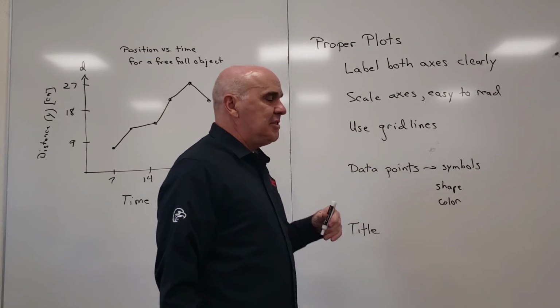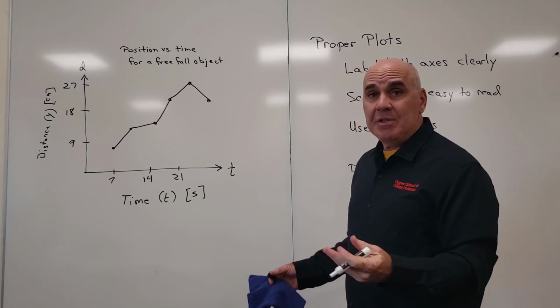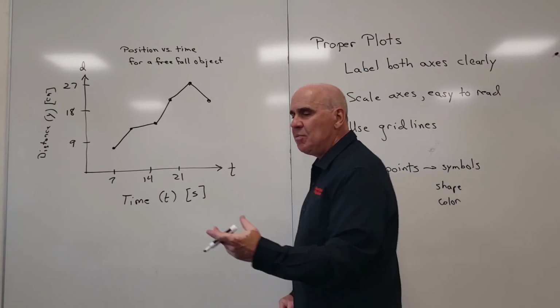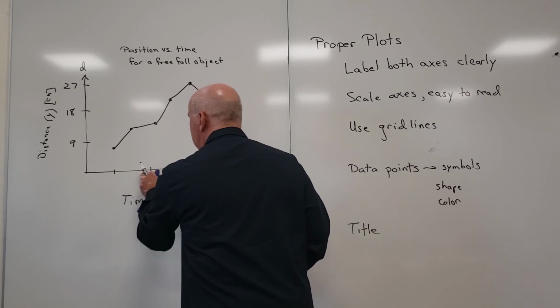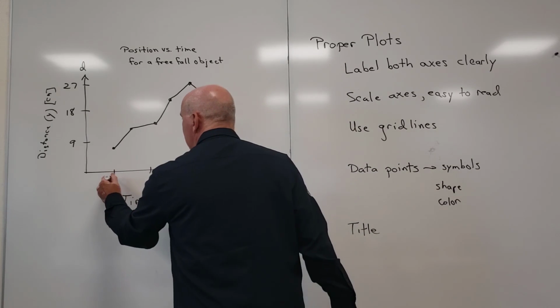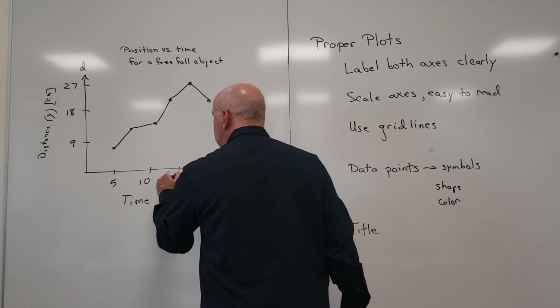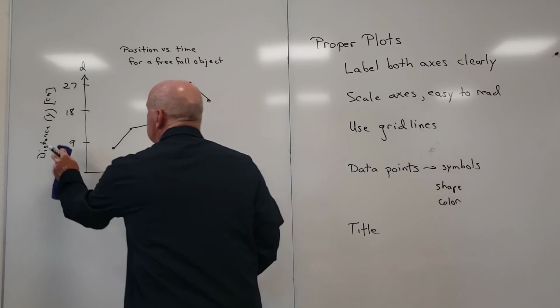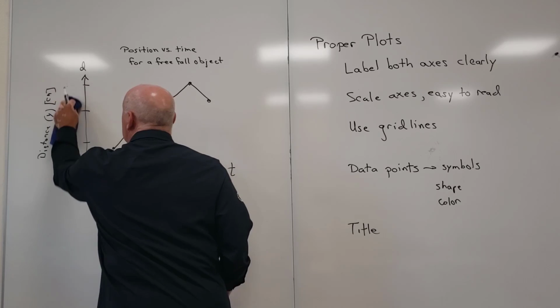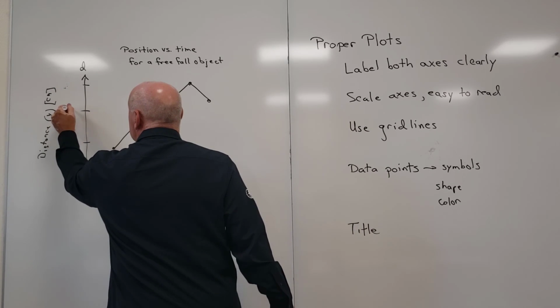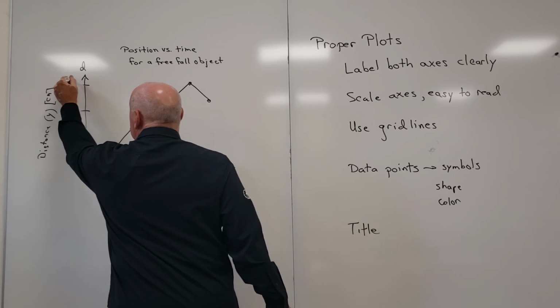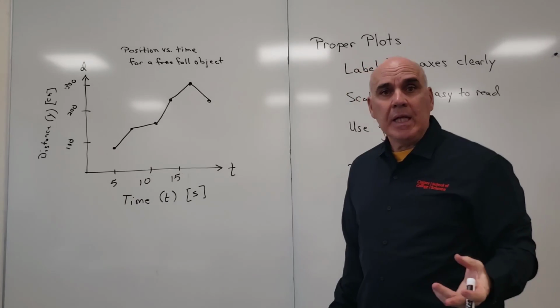Okay, scale the axes so they're easy to read. So I've done a really bad job of this, right? 7, 14, and 21 seconds, that doesn't make much sense. So you want to use increments that are a little bit more reasonable. So maybe 5, 10, and 15 seconds. And then same thing up here. I might go 100, 200, 300 centimeters, something like that.